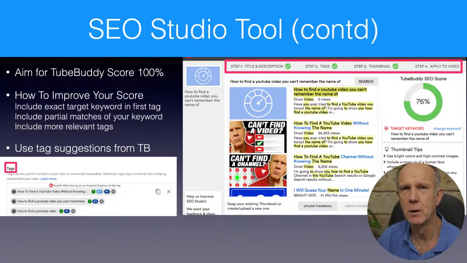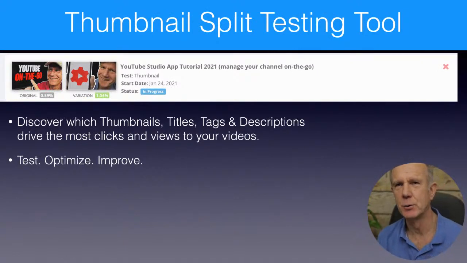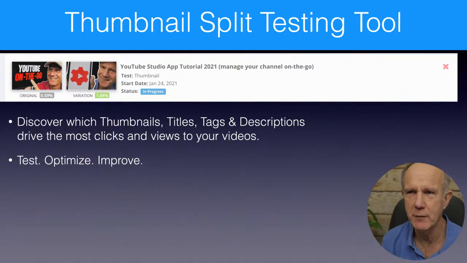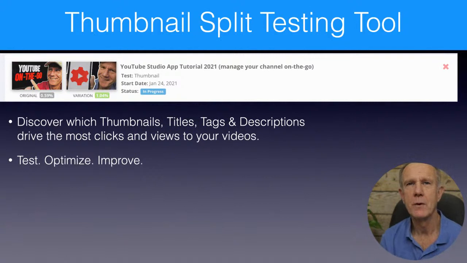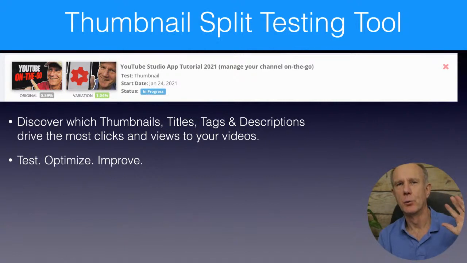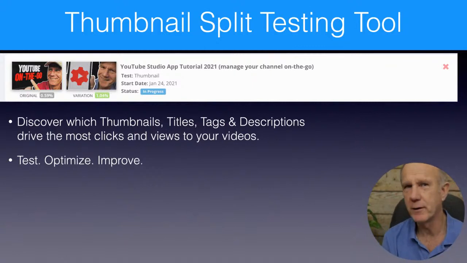So that's the SEO Studio tool. The thumbnail split testing tool is what I use pretty much every week for all my videos. And so what you do is basically you just use this tool. You make 2 different thumbnails, and then you can split test your original thumbnail with a variation thumbnail. So in this case, you can see in the image, the left-hand image was my original thumbnail, and the right-hand image was my variation thumbnail.